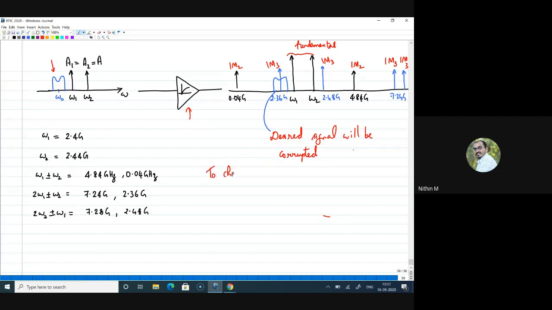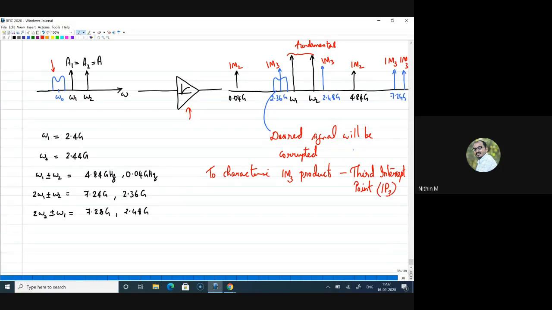So to characterize these IM3 products, or IM3 terms, we are introducing a new metric, and we call that metric the third intercept point. I'll explain, probably we'll look at this only in the next class. Third intercept point, we call this IP3, intercept point 3.